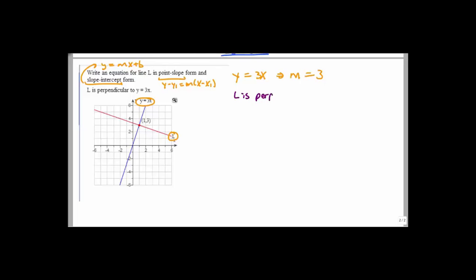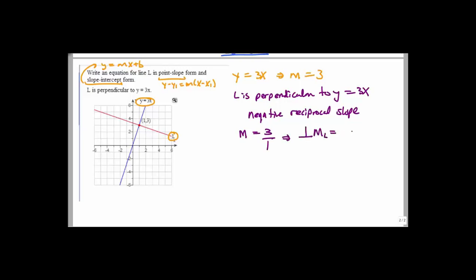L is perpendicular to y equals 3x. So that means it has a negative reciprocal slope. First slope is 3. We're going to call it 3 over 1. The perpendicular slope then of line L is a negative reciprocal. The reciprocal of 3 over 1 is 1/3, and then I negate it. So I know it's a negative reciprocal. So this line L has a slope equal to negative 1/3.